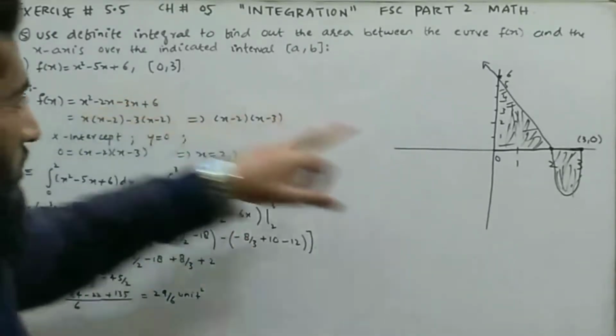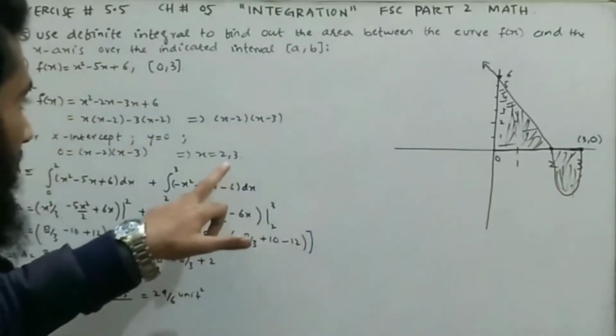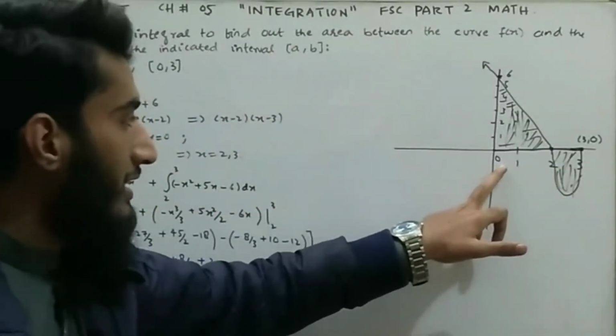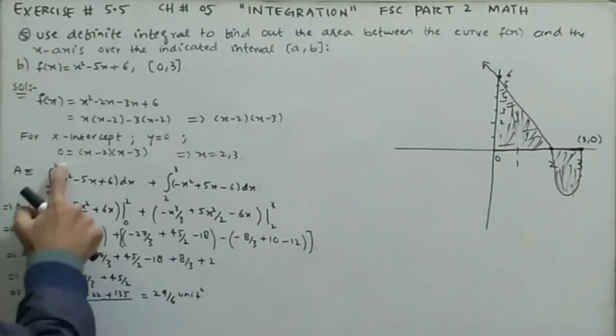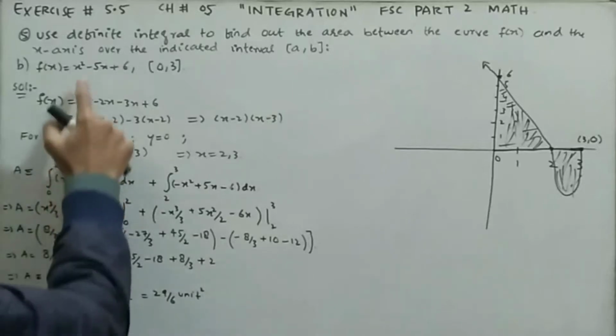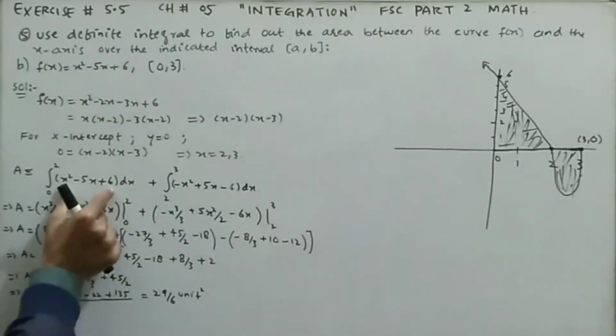Now my interval is from 0 to 3. In this interval, this 2 lies. So it means that the interval will be from 0 to 2 and from 2 to 3. Remember, in the interval from 0 to 2, the given function gives us a positive value, so it does not change this function.